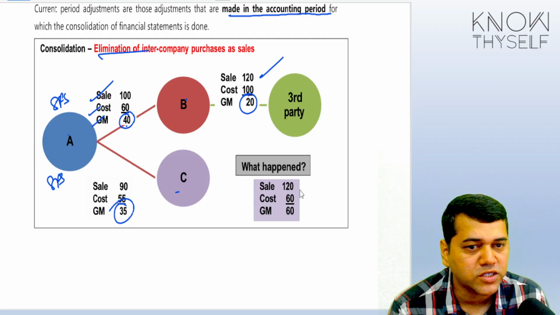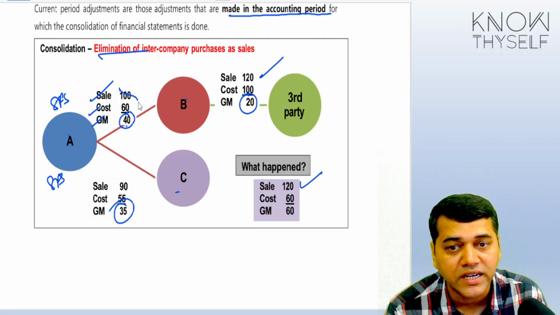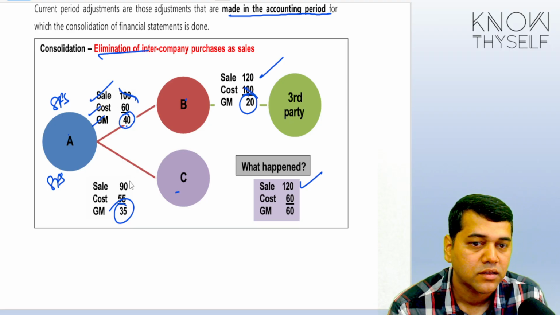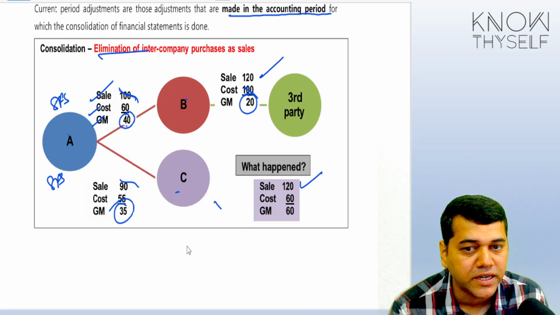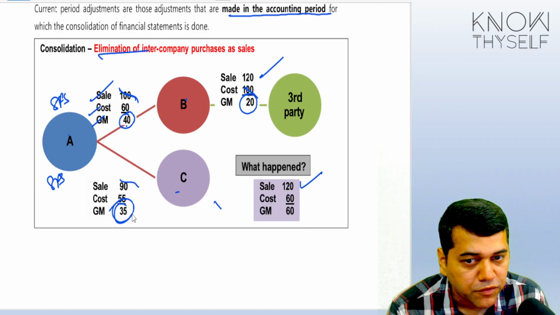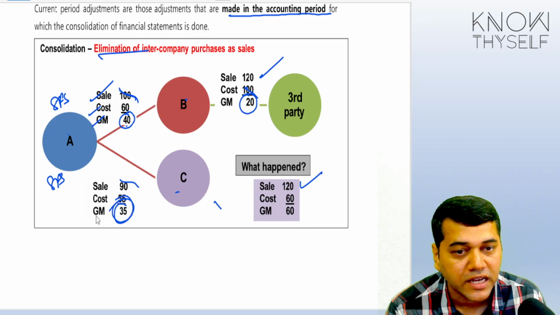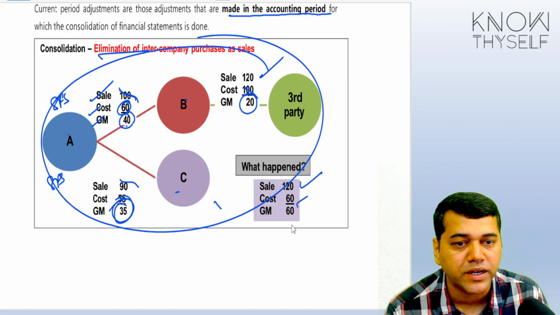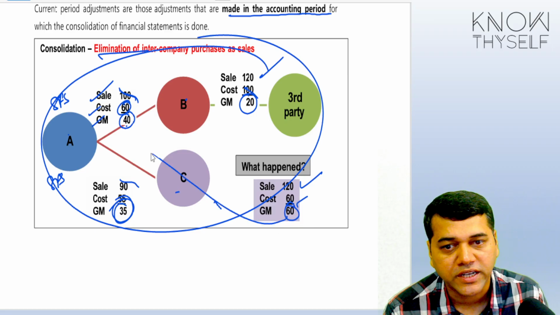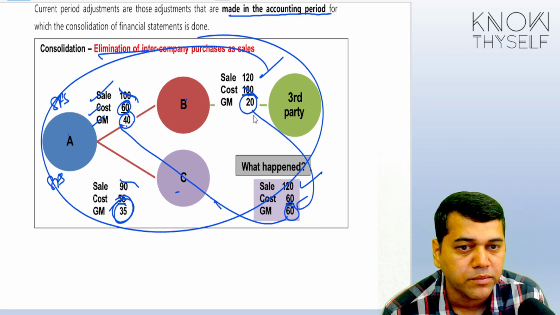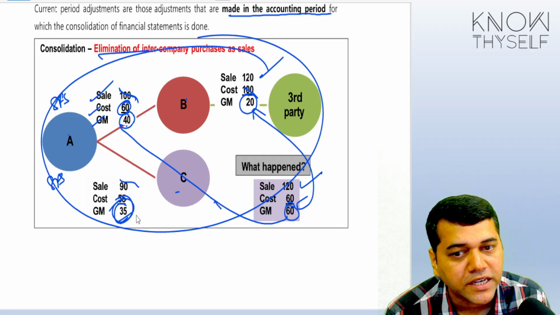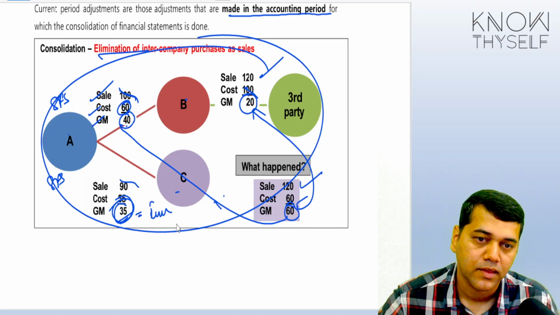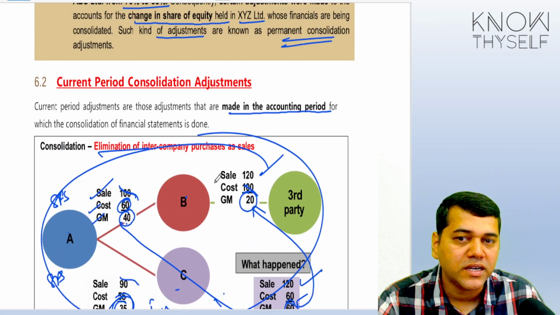So your sale is how much now at a consolidation level? 120, because 100 sales, 100 purchase gets eliminated. See, cost and sales got eliminated. Okay, so here also sale and cost got eliminated, but you have got an unrealized profit of 35 now on the inventory that will get eliminated. So your cost is going to become 60. So for a group as a whole, what is the profit you made? 60. The breakup: 40 is coming from SFS of A, 20 is coming from here. Now what about this 35? It will get eliminated because of the inventory. It is sitting in the inventory of C, so you are going to eliminate it. So this is your current period adjustment.